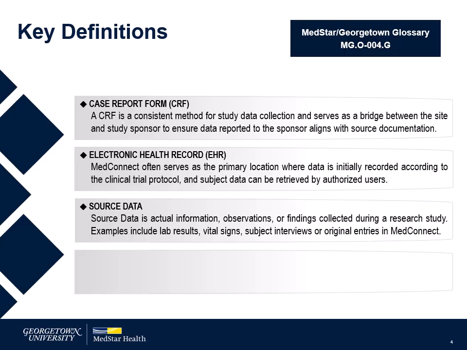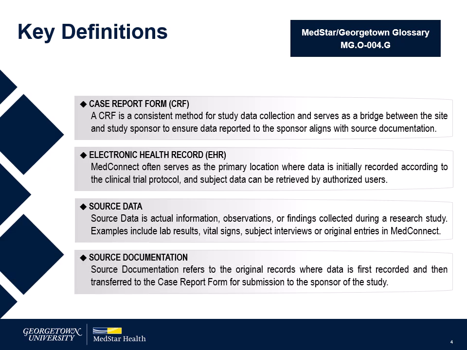Source data. Source data refers to actual information, observations, or findings collected during a research study. Examples include lab results, vital signs, subject interviews, or original entries in MedConnect. And source documentation refers to the original records where data is first recorded and then transferred to the case report form for submission to the sponsors of the study. Please refer to the MedStar Georgetown Glossary for more comprehensive definitions.